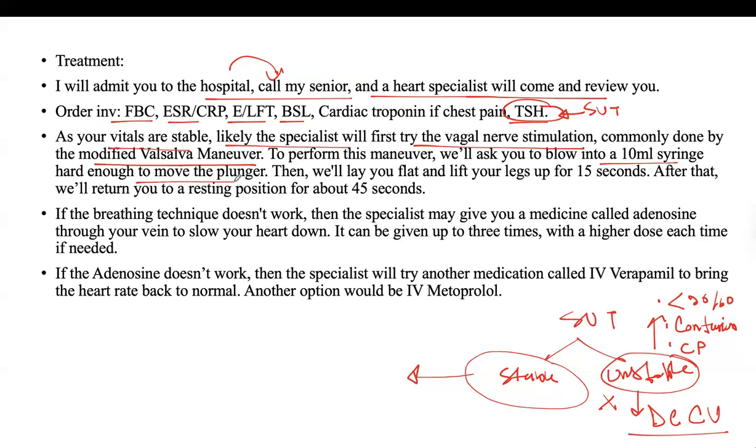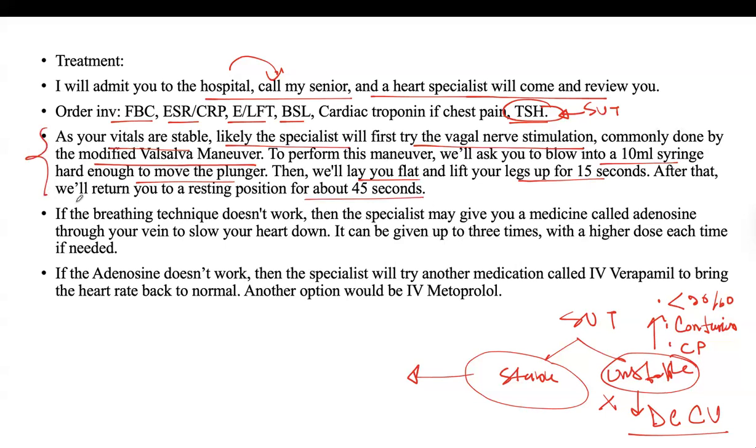If you have never seen how to do that, you ask the patient to blow into a 10 ml syringe to move the plunger upwards. That usually involves the vagal nerve. Then we will lay you flat and lift your leg up for 15 seconds. After that, we will return you to the resting position for about 45 seconds.